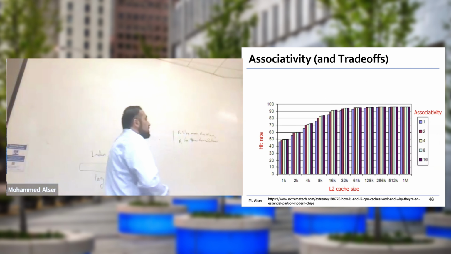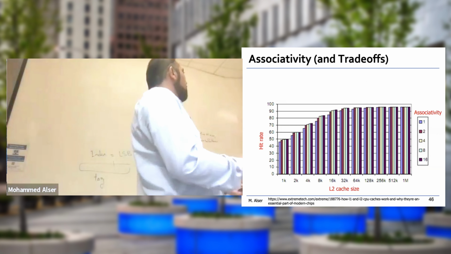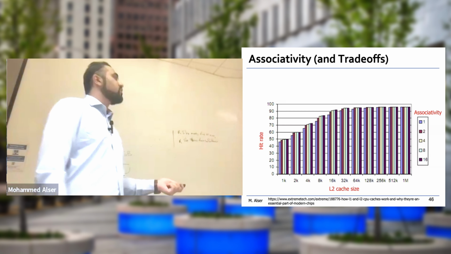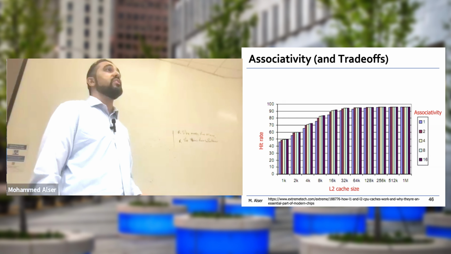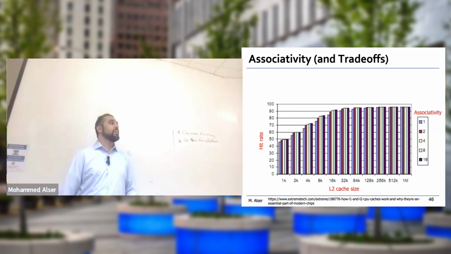All right. So in this plot, we have on the x-axis the L2 cache size, and on the y-axis we have the hit rate. What does it mean, the hit rate? You remember from the last lecture? Number of accesses. We said the rate, right? So it should be divided over something.